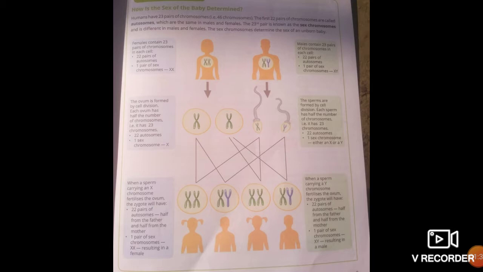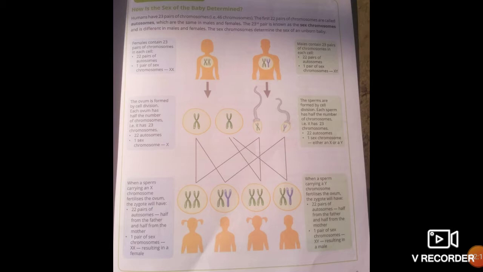The sex chromosomes determine the sex of an unborn baby. So in each cell we have 46 chromosomes. Out of 46, 44 are autosomes and 2 are sex chromosomes. See, in male, X and Y are sex chromosomes, and in female, X and X are sex chromosomes. So there is a figure. Look here, XX and XY.